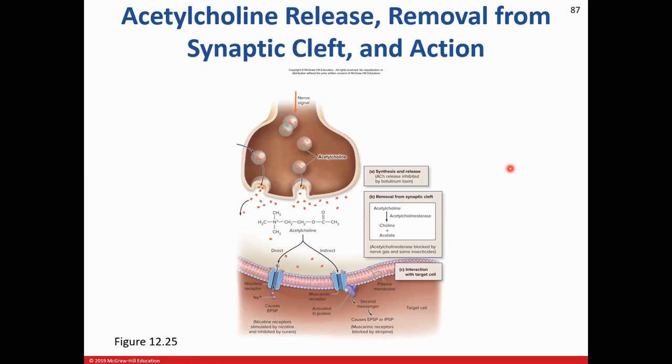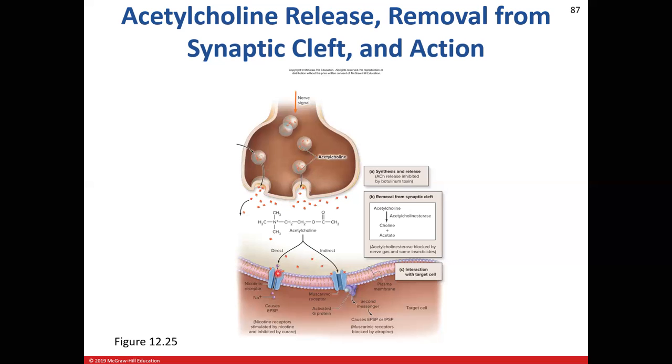So here we look at acetylcholine release, removal from the synaptic cleft, and its action. So you'll see the nerve signal would come in, it would open voltage-gated calcium channels, calcium would flood in, causing the synaptic vesicles to move toward the end of the synaptic bulb, where it releases its contents through exocytosis. In this case, the contents are acetylcholine.